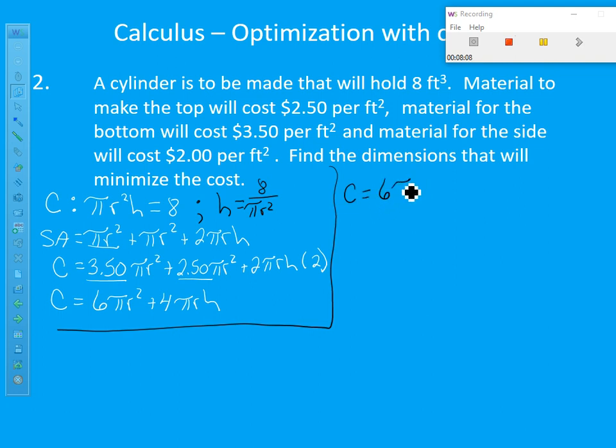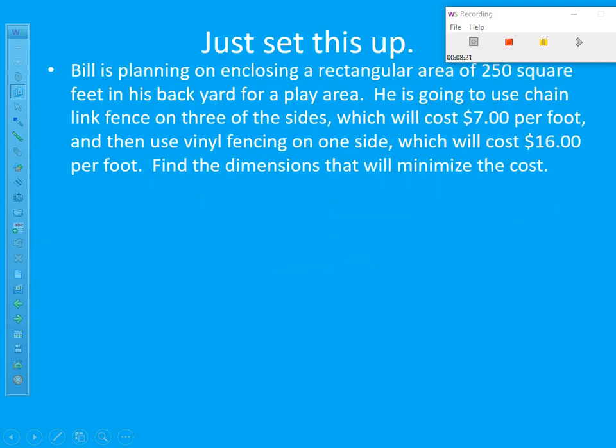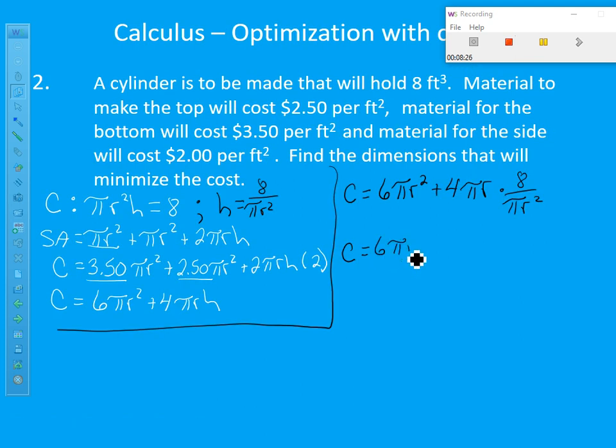So I've got 6 pi r squared plus 4 pi r times 8 over pi r squared. Let's simplify that, and I'm going to get 6 pi r squared plus 32 over r. Now we haven't done any calculus yet, so let's find that derivative, set it equal to 0. So I'm going to get 12 pi r minus 32 over r squared.